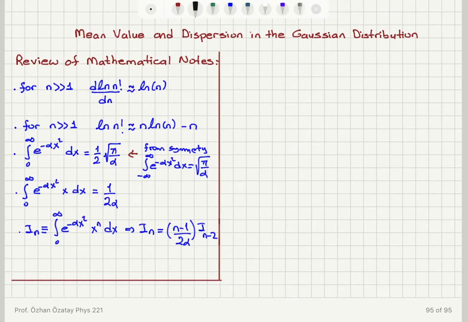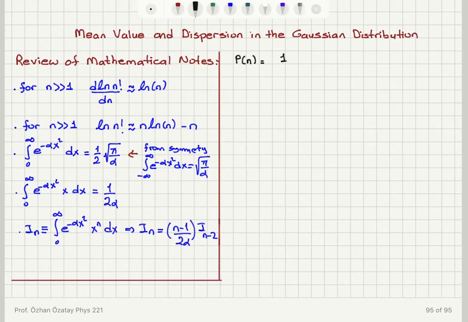We will now calculate the mean value and dispersion using the Gaussian distribution. I have here included the review of mathematical notes that could be of use in this calculation. So let's start with the mean value. So first of all, what was the Gaussian distribution? The Gaussian distribution is P as a function of n, probability distribution.